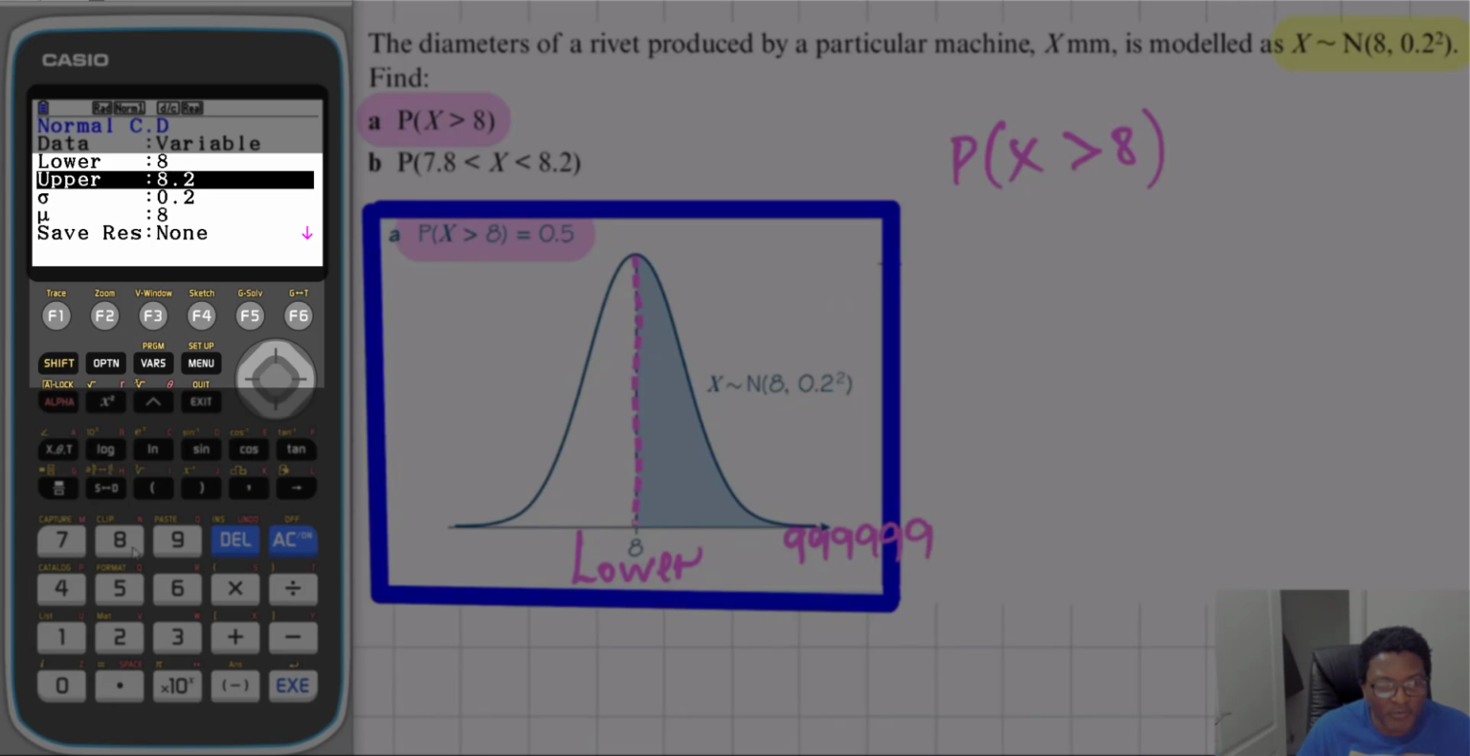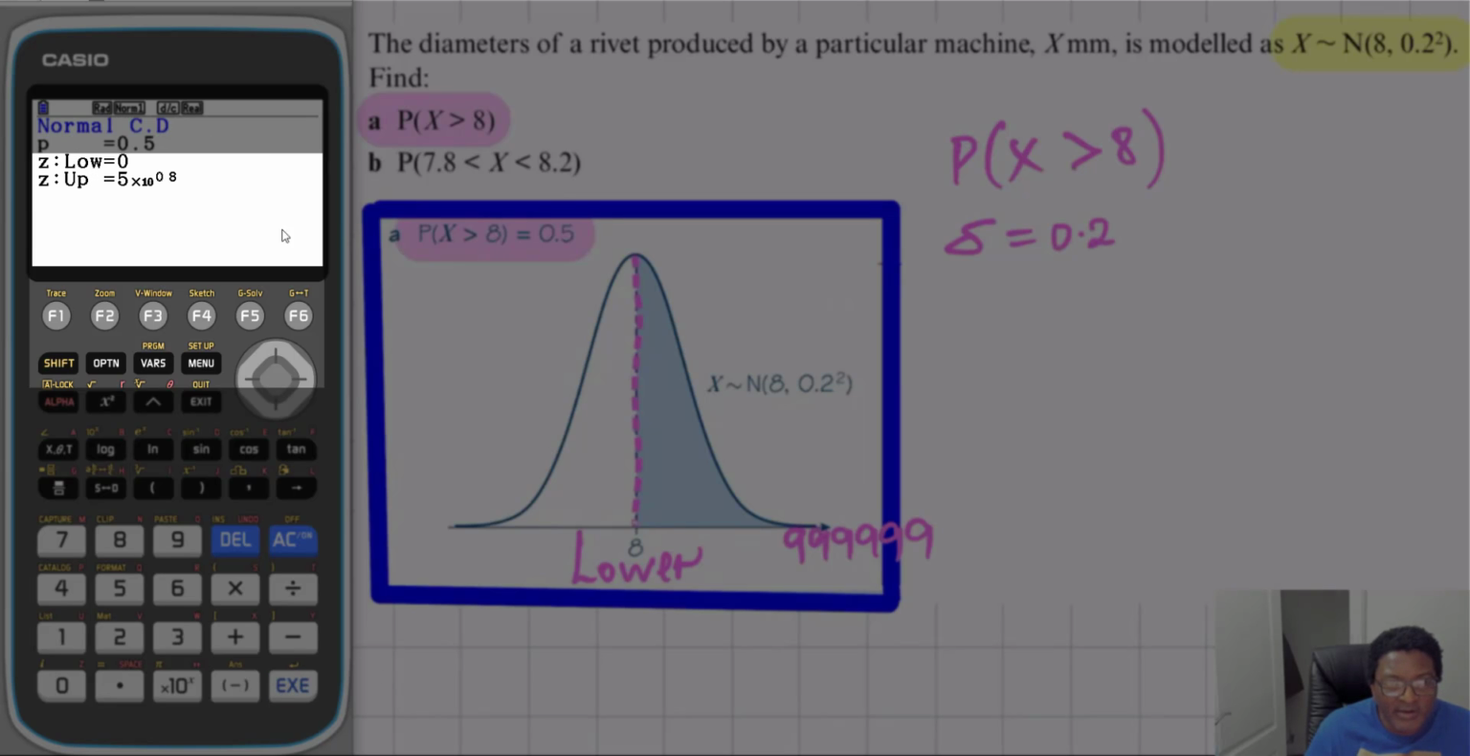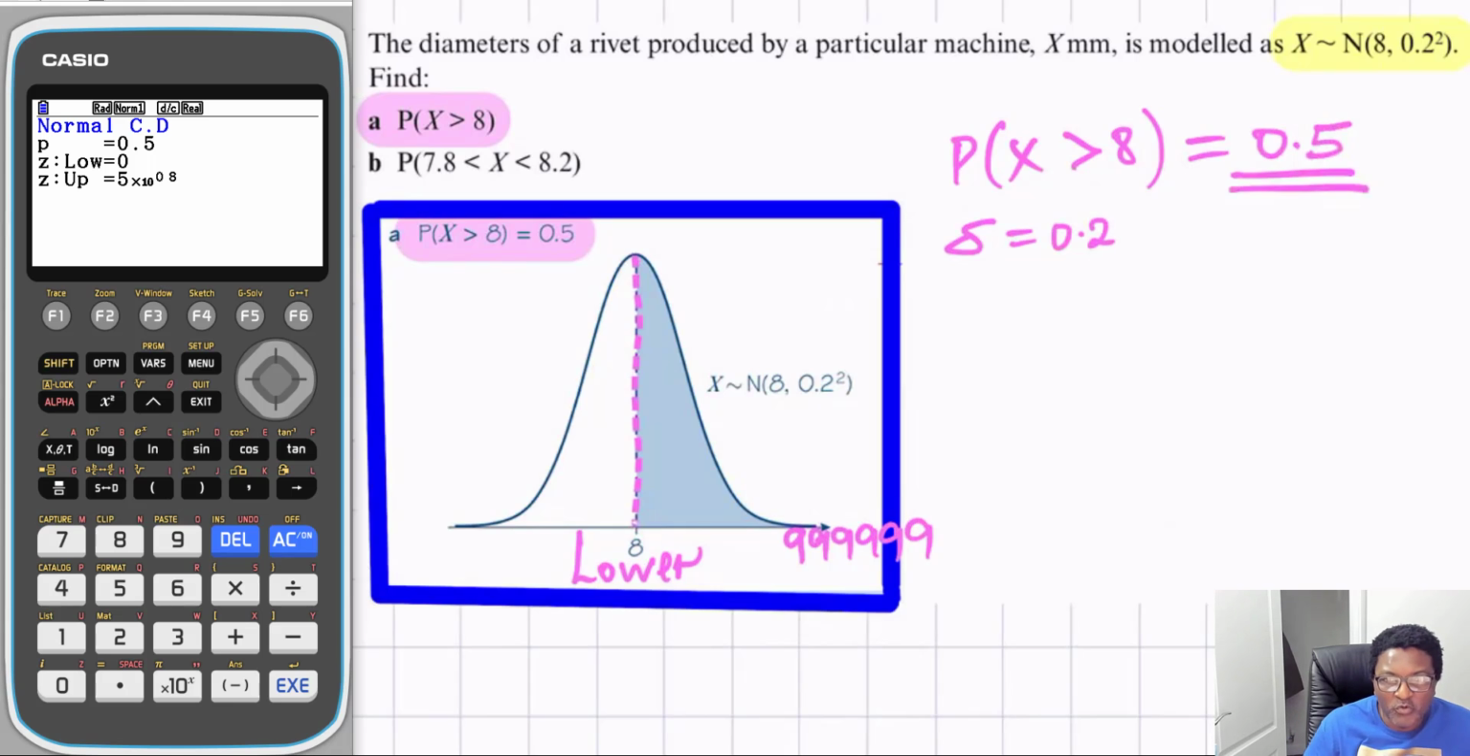So for the upper value, we will press 9999999, carry on. And for the standard deviation, 0.2. So sigma is 0.2. We type that in, press execute on the calculator, and it will give you the probability as 0.5. So the probability of x is greater than 8 is 0.5, which is half of that.